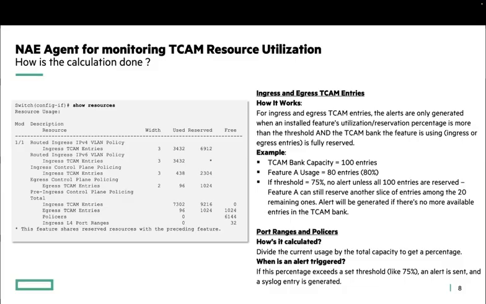On the other side, for the port ranges and the policers, the calculation is more straightforward. The agent just divides the current usage by the total capacity to get a percentage. If this percentage exceeds the threshold, like 75%, an alert is sent and a syslog entry is generated. On a more global perspective, it's also important to note that the agent generates logs when it first detects a feature has exceeded its utilization threshold and does not generate new logs in the subsequent polling periods if the utilization has not dropped to a level below the threshold.